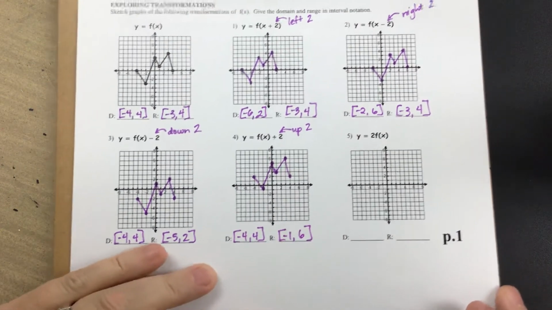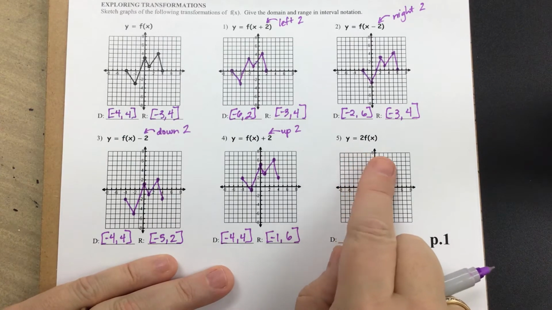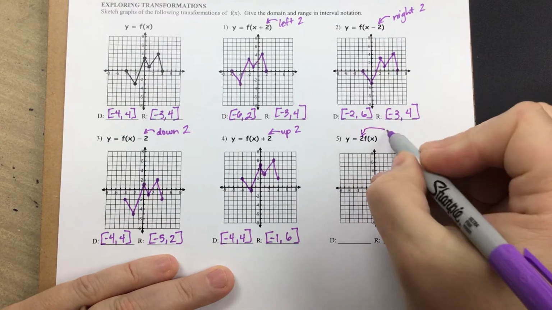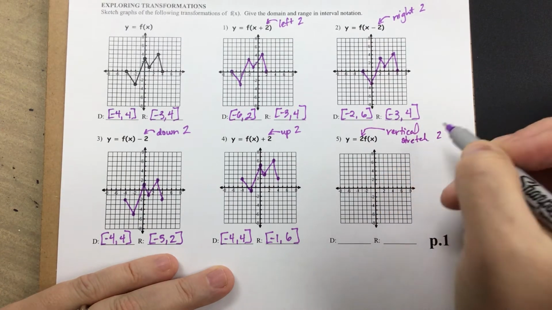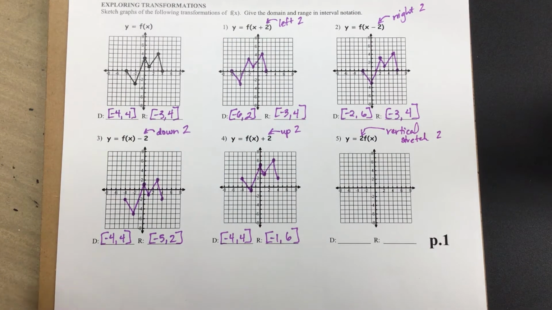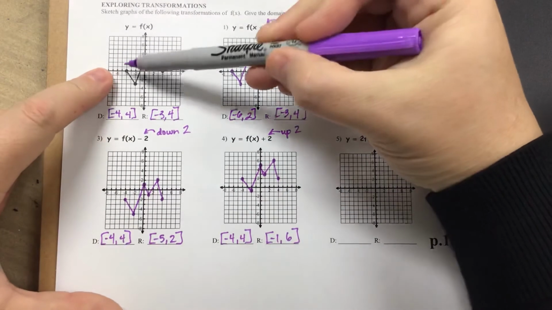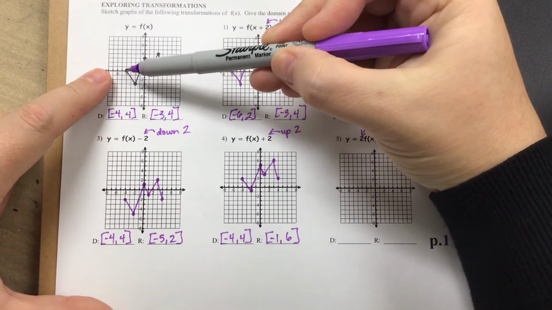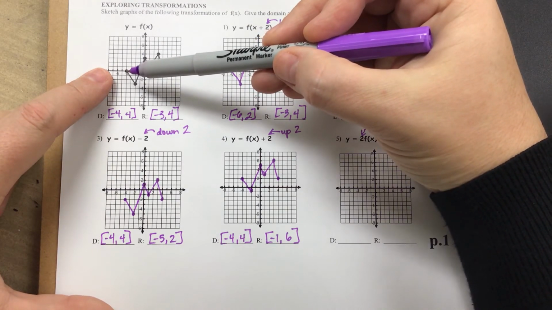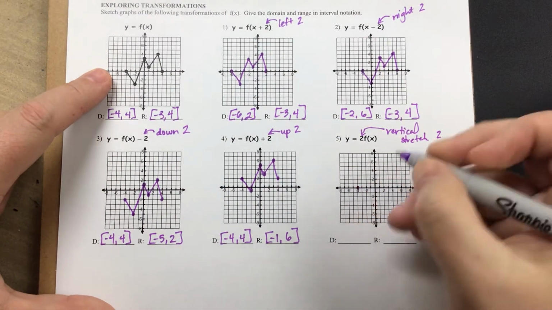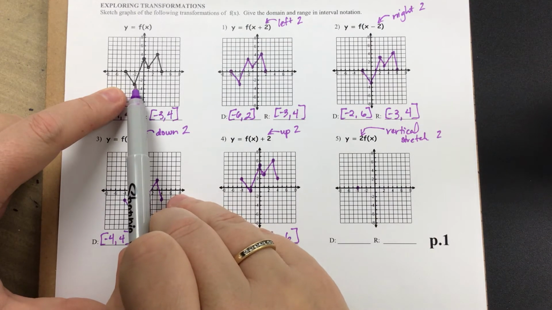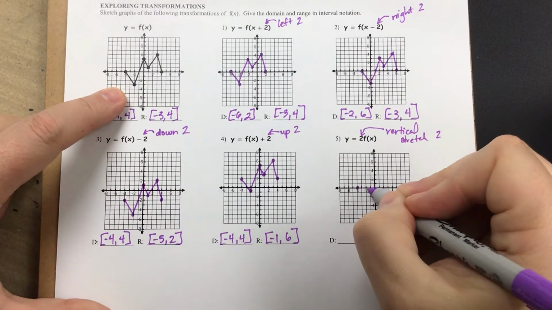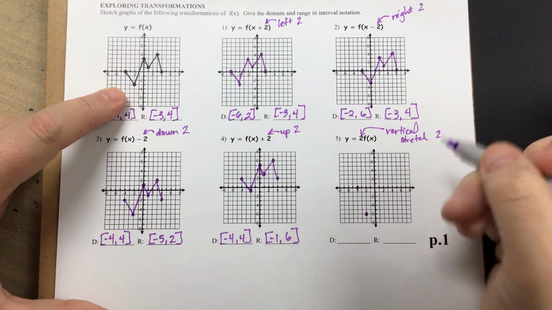Last but not least, on this page, we have y equals 2 times f of x. The 2 out in front means we're going to do a vertical stretch of 2. Vertically, we're going to double everything. This point here was -4, 0. The y value was 0, so if I double 0, I still get 0. So my point's at -4, 0. This point here was at -2, -3. I'm going to double the y value. -3 times 2 is -6. So now my point's going to be at -2, -6.